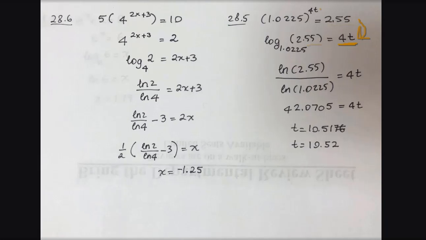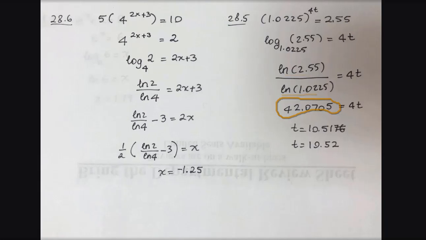So we are looking for t, so we will need to divide both sides by 4. But let's first find the value of this log expression. We can change to natural or common logarithms by the change of base formula. Here I use ln, the natural logarithm. Now we can just plug in these values, ln 2.55 divided by ln 1.0225.